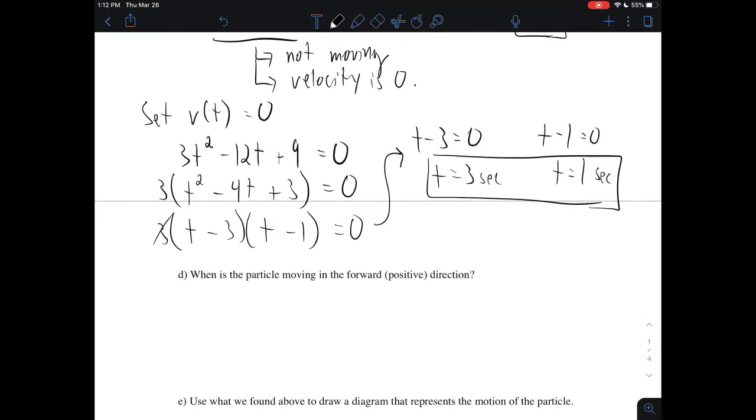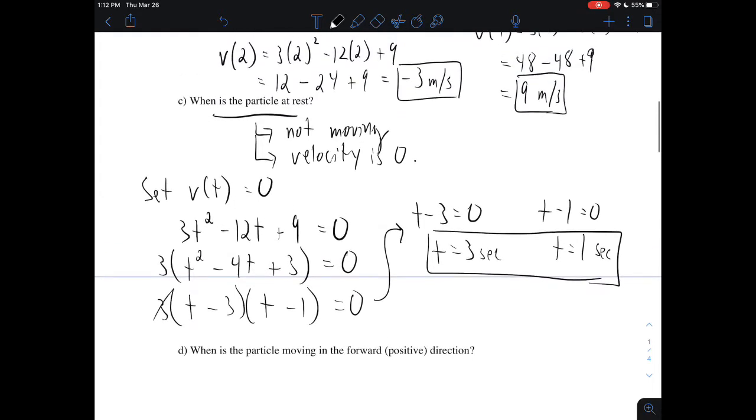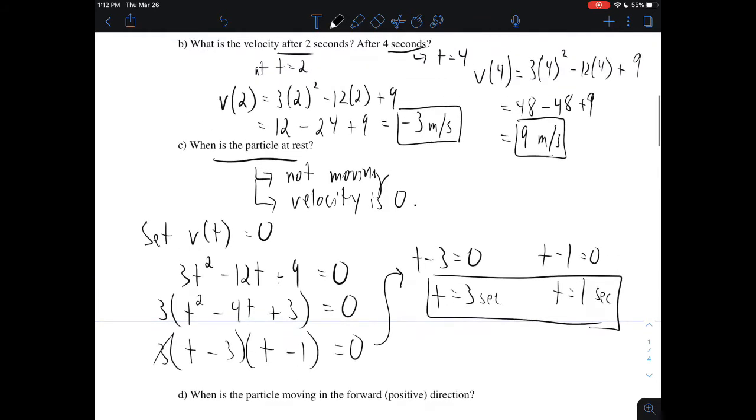Part D. When is the particle moving in the forward positive direction? So we've already been given a little bit of a clue about this. We had that at 4 seconds the velocity was positive. We would consider that the forward direction. But at 2 seconds, the velocity was negative. So it was moving in the backward direction.